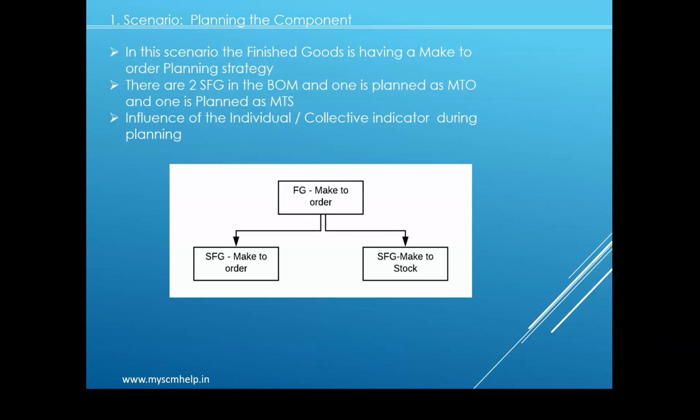You can see there is a finished good which is in the make to order category and it has two SFGs in the bill of material. Assuming that one SFG is make to order and the other SFG is make to stock. Now we will see what is the key parameter that we need to maintain in the material master to achieve our objective. Our objective here is that the SFGs of make to order should be planned individually and the SFGs of make to stock should be planned collectively.